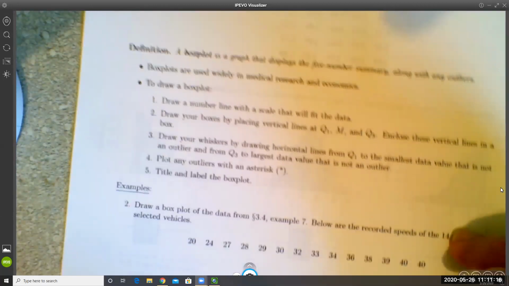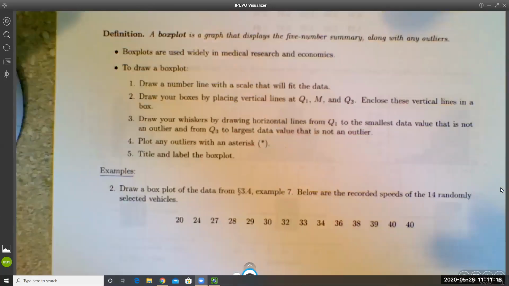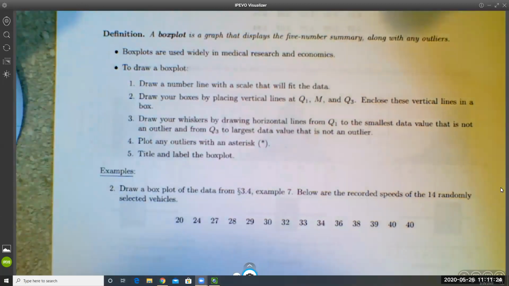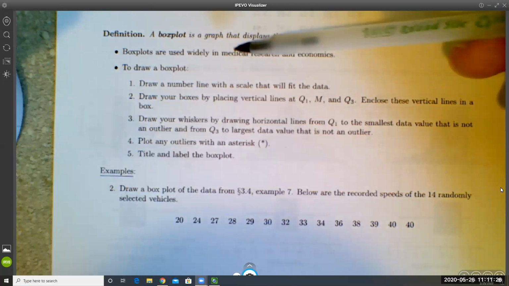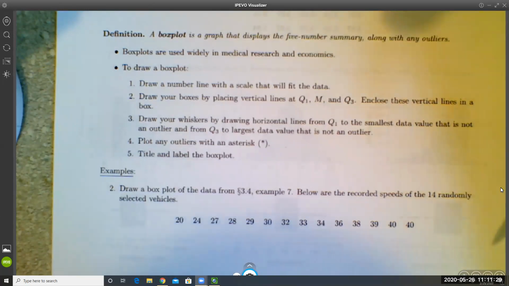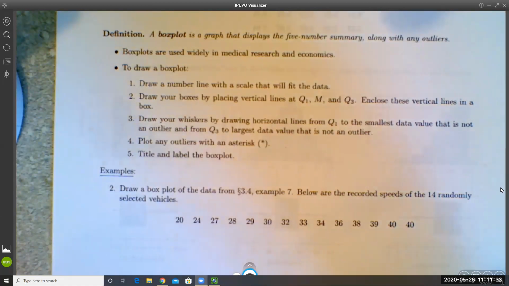Now box plots. Okay, a box plot is a graph that displays the 5-number summary along with any outliers. Box plots are used in a whole bunch of places. I'm saying here in medical research and economics, but in other fields too. They're one of the main types of graphs that you see out in the real world. So to draw a box plot, here's how we do it.